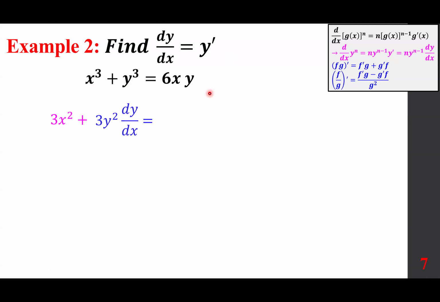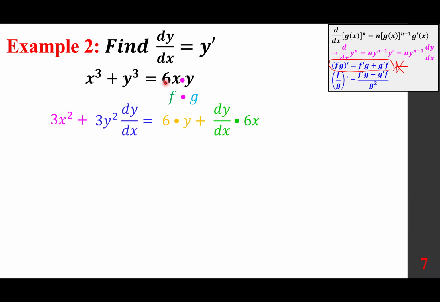6xy, we notice if we put a raised dot, that means we are looking at f times g, and therefore we need the product rule. 6x, the derivative is 6 times g, which is y. Y, the derivative is y prime, or we use dy/dx, times f, which is 6x. And now we are done with calculus.